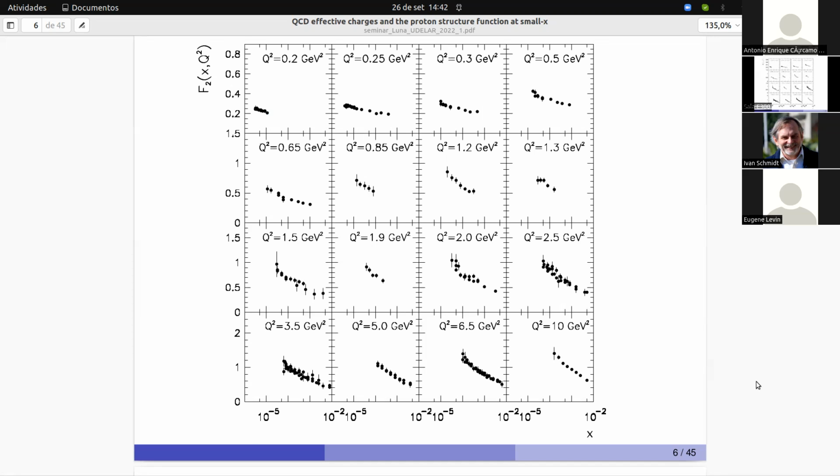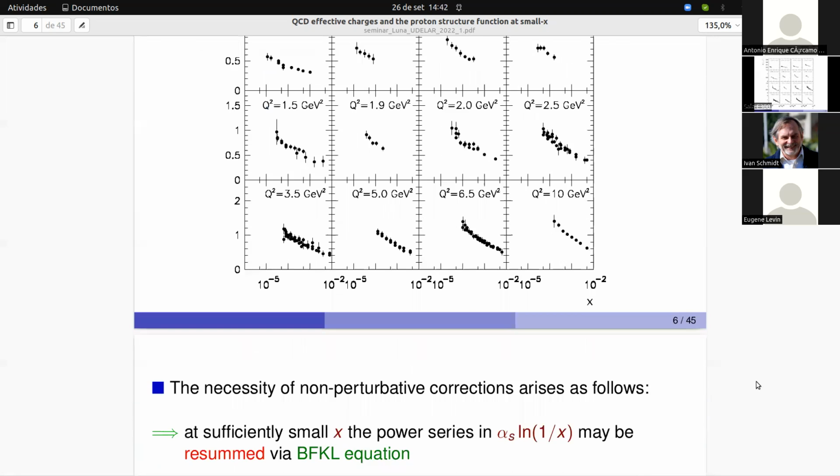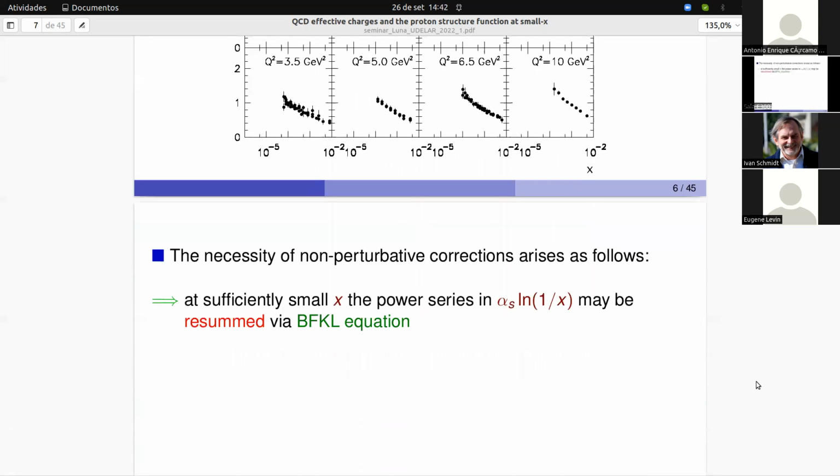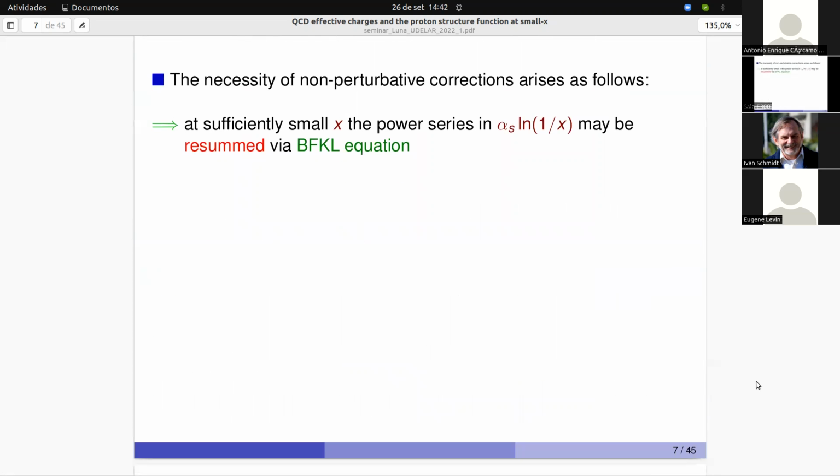So the first thing is just to see that in fact non-perturbative corrections are necessary. I will try to show very quickly why corrections arise in this kind of data. We know that at sufficiently small x, the power series in alpha s, the coupling here, times this kind of logarithm, may be resummed via the BFKL equation.